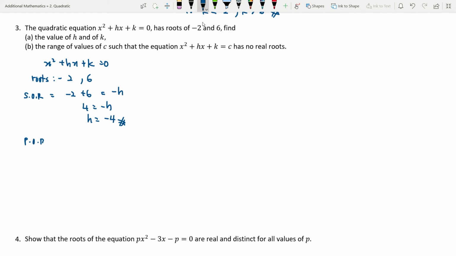Product of roots is equal to negative 2 times 6 equal to c over a, k. Therefore, k is equal to negative 12. The complete quadratic equation is x squared minus 4x minus 12 equal to 0.